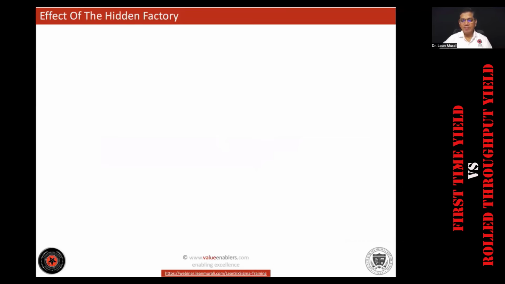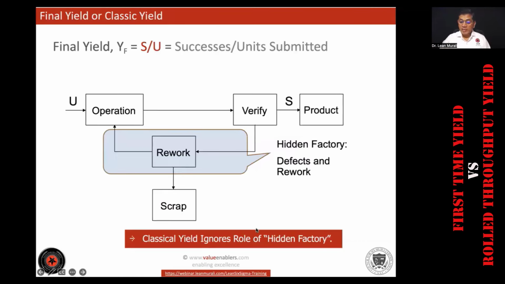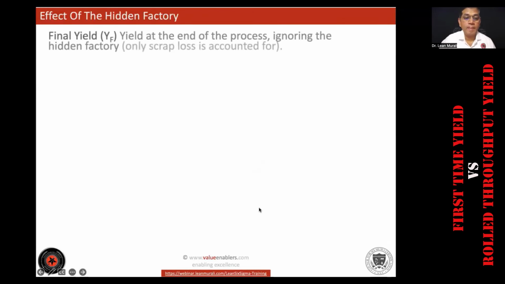I'm just saying, for understanding your yield, you would say that you put in 100 pieces of good parts, even if all of them are defective, you have reworked and given 100%. That means 100% yield, because the classic yield ignores the role of the hidden factory. So the final yield at the end of the process is ignoring the hidden factory. Only scrap is accounted for. Rework is not accounted for.